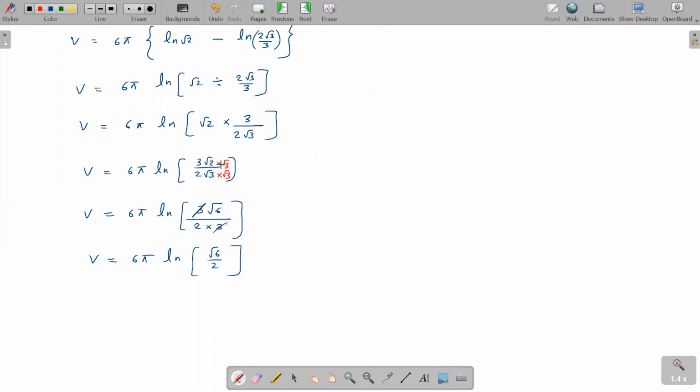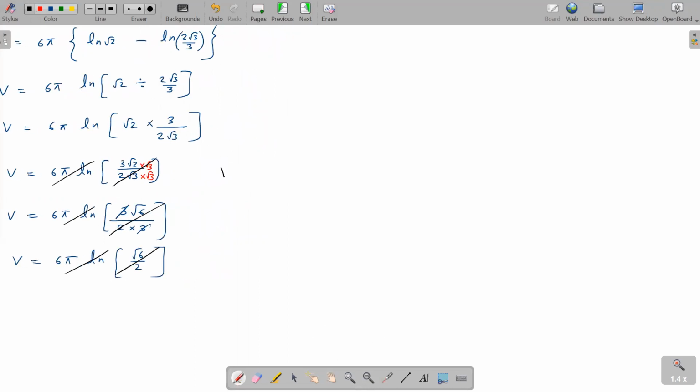Okay, so let me do a quick change here. Instead of going in this path, let's slightly deviate. Volume equals 6 pi ln. You get here 3 root 2 over 2 root 3, isn't it? So what you could do here is, if you type it in the cal, you would get this root 6 over 2. So instead of going down in that path, to create the 3 over 2, you have to be a little bit creative here.